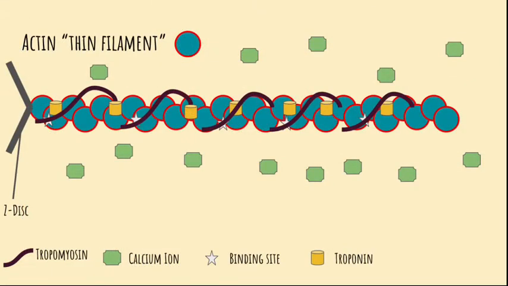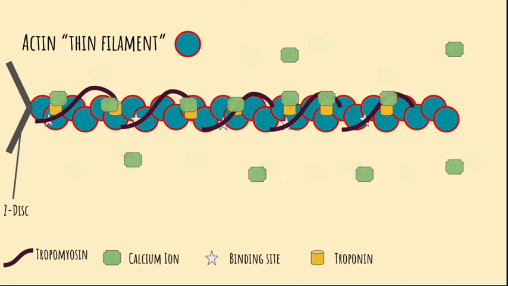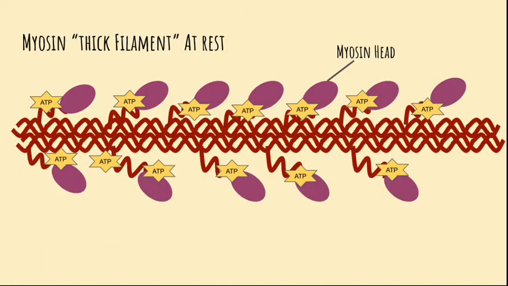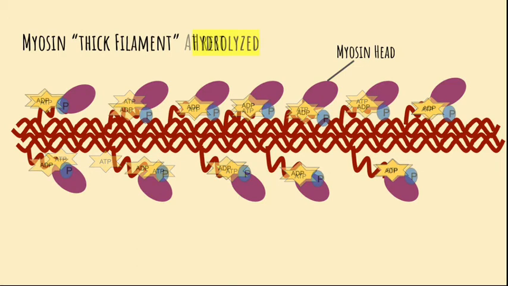from the sarcoplasmic reticulum. If there is a high concentration of calcium ions and ATP is present, then these ions bind to troponin, which causes tropomyosin to be displaced and reveal the binding sites on actin. Now remember, at rest the myosin heads on the thick filaments are bonded with ATP, and once it becomes hydrolyzed, the ATP becomes ADP and inorganic phosphate.